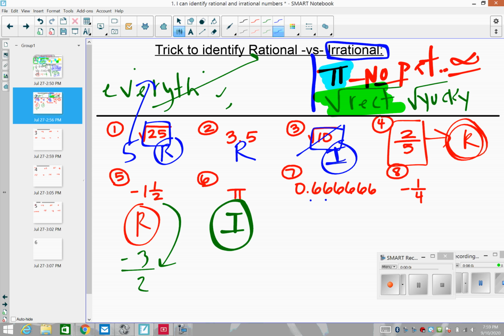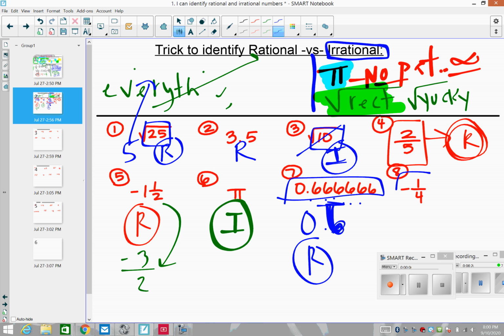Number 7, rather, sorry. Is there a pattern? I see a pattern. So this by definition is a repeating decimal. And in math, we would consider that kind of a nice decimal. So that is definitely rational. There's a nice pattern there. Rational. Irrational is only when we have those yucky decimals. And number 8, by definition, that is a fraction. Boom! We got another rational number.